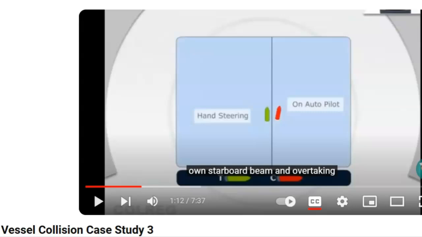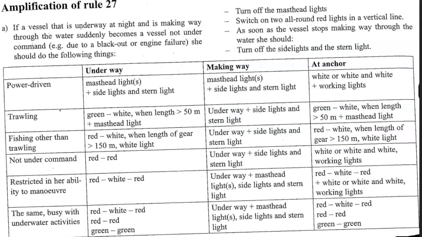Lesson 14, Video, Vessel Collision Case Study number 3. It's a short video using animations, including the actions of each ship and a discussion on which rules have been contravened by each vessel. Lesson 15, Handout for COLREGS matrices. This compares the lights required for various vessel types when underway, making way, and at anchor.